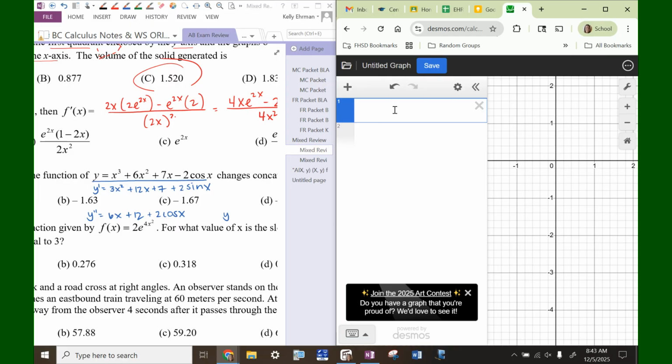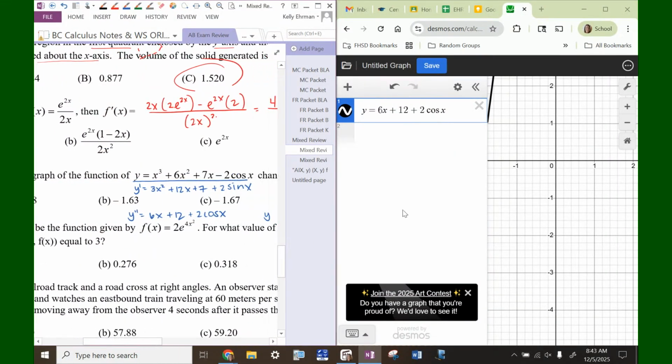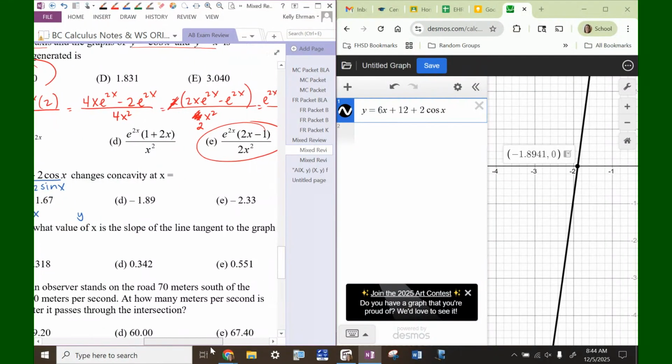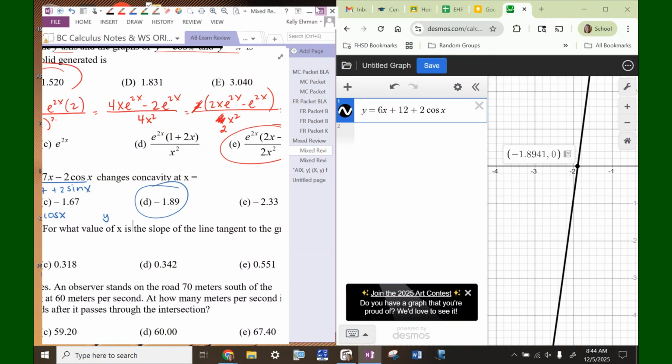We're not going to type in y double prime, just like y equals 6x plus 12 plus 2 cosine x. And take a look at your options for answers between negative 2.33 and negative. So we should be over here. And is negative 1.89. Negative 1.89 is an option. So this is D. All right. What is the next one?